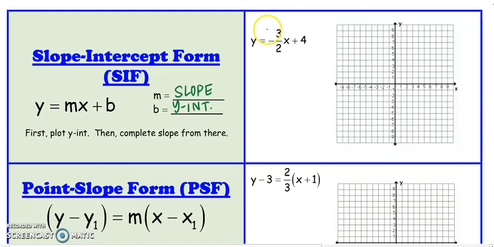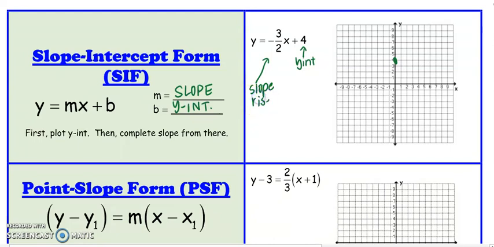And so looking down here, it says first plot your y-intercept, then complete slope from there. So first thing we plot is our y-intercept. So on the y-axis, we're going to plot a 4. Okay? And then from there, we're going to do our slope. Now, we just talked about what slope is. So this right here is your slope.